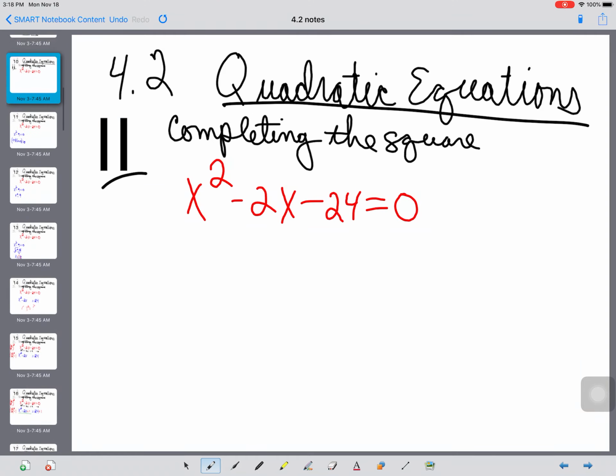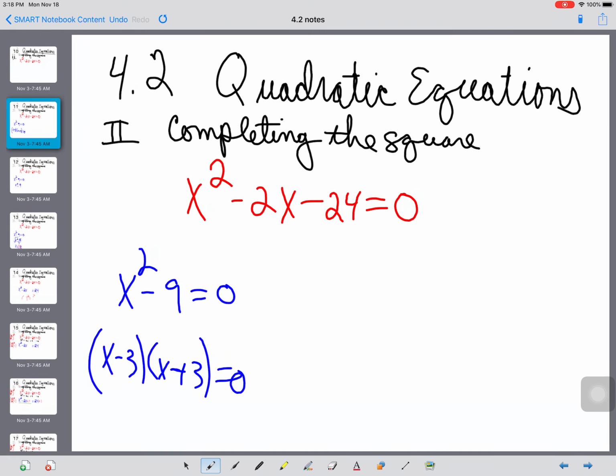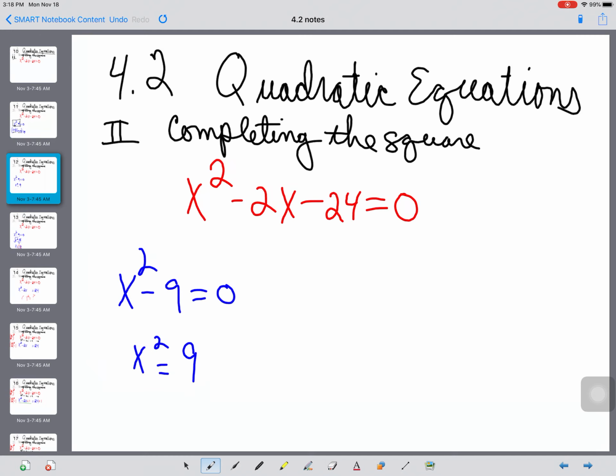So here's the logic of this. What we're going to do is try to get it so that we can solve for x. Now notice something here. When I take this equation, I'm doing a little example down here. I can factor that. That's a difference of two squares. It factors as x minus 3 and x plus 3. But I could also solve that a different way. I could add the 9 to the other side.